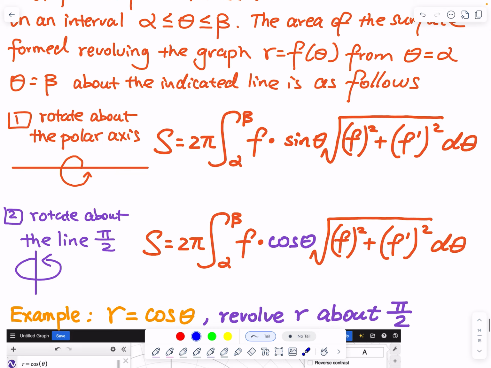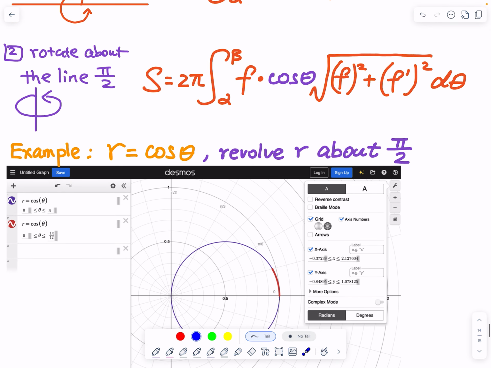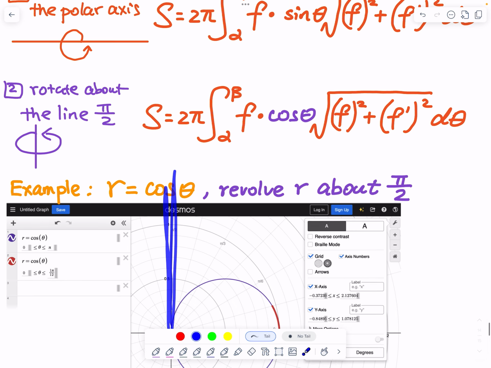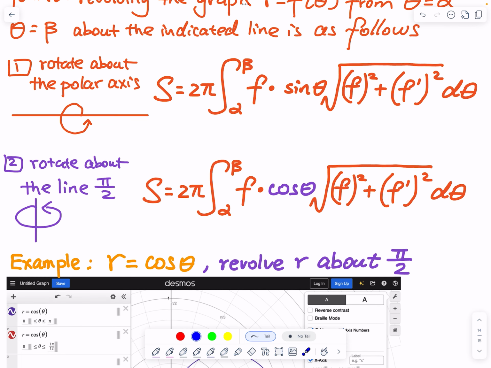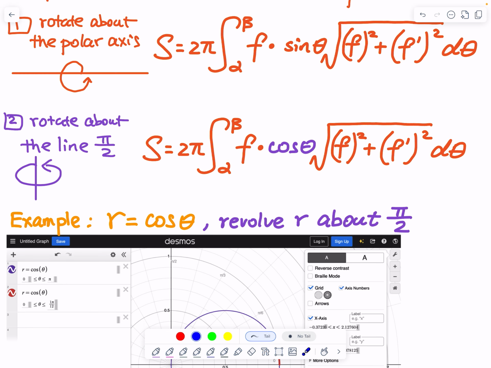And if you want to rotate about the line pi over 2, which is just like the y-axis, the only difference is you change the sine to a cosine. That's why I duplicate the same thing and change sine to cosine. Okay, and then I use a very simple polar equation, r equals cosine theta.